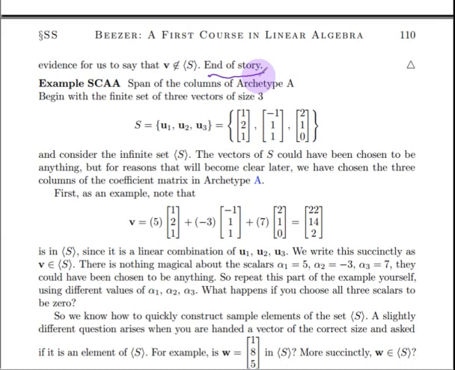All right, so that's the end of the story. Let's consider another example. We have three vectors here. Consider the span of these three vectors. Well, here's one vector in the span. I could take 5 times the first minus 3 times the second plus 7 times the third.